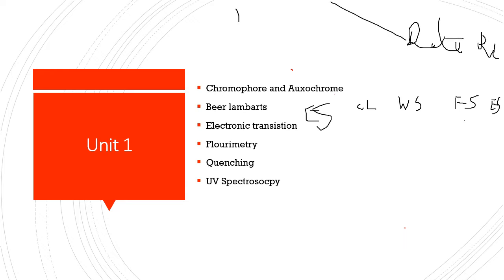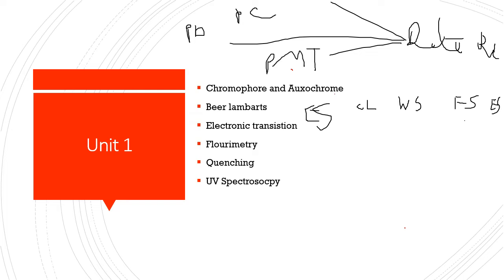In detector, you have photocell, photodiode, photomultiplier tube, photovoltaic cell, photosilicon diode, this is PSD, and photovoltaic cell or barrier layer cell. So these are the four types of detectors.